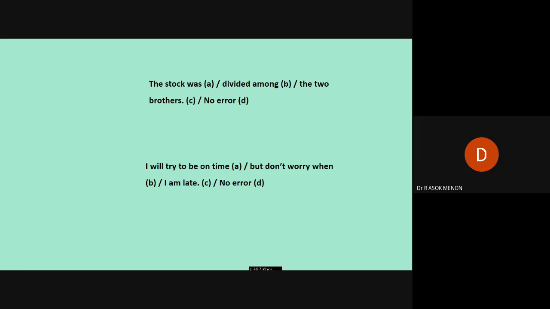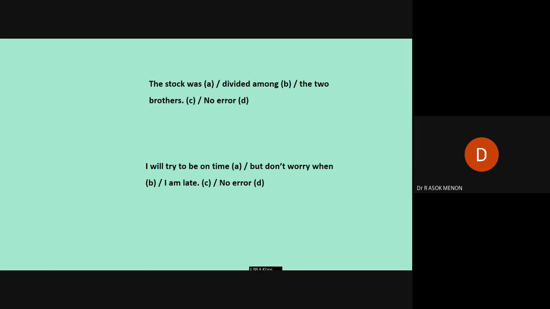B. Okay, two of you have given the answer as divided among. Yes, the correct answer is between. Let me explain. Here we have two brothers, only two brothers here. So we need to say it as divided between. Peter has said it correctly. It is divided between.